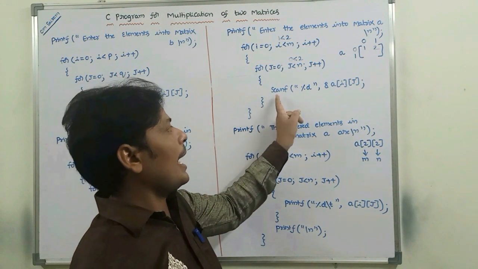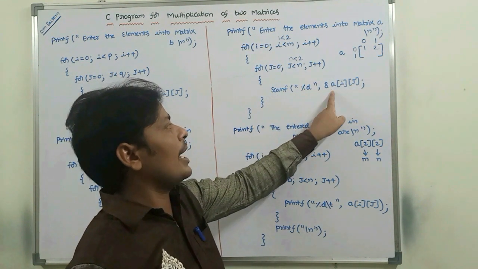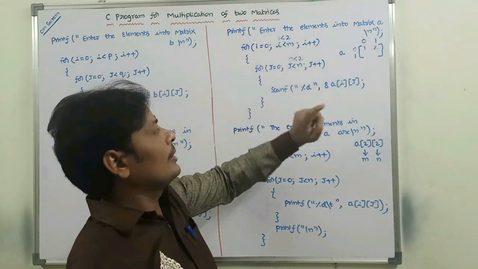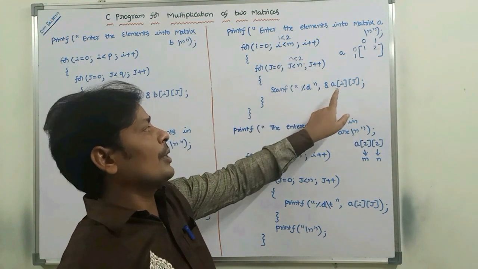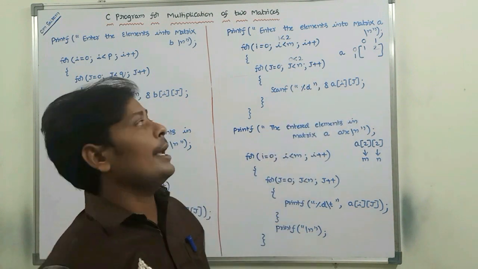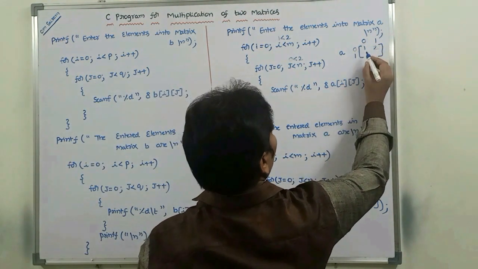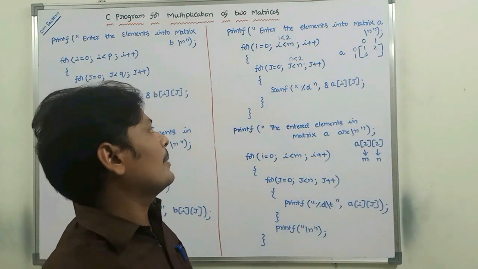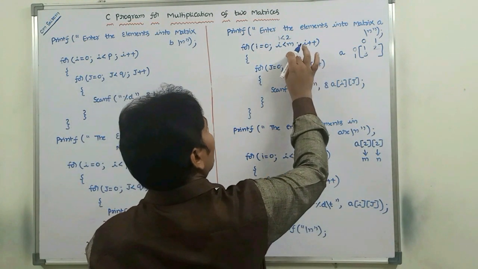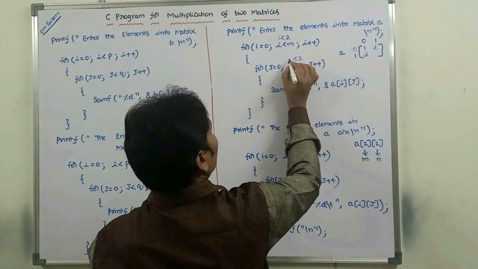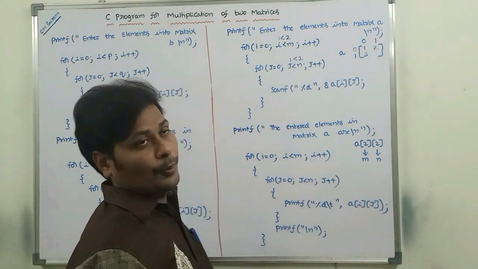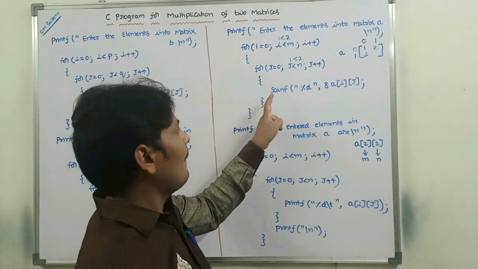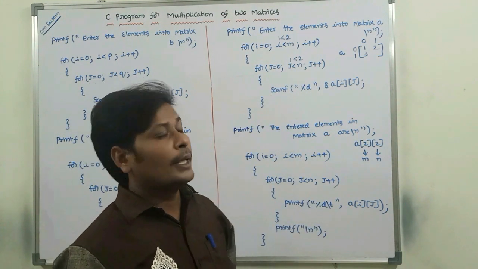So, scanf percentage D ampersand A of I value is 1, J value is 0. A of 1, 0 means this one. The element is read from the keyboard, that is 3. Next, J value is incremented. Now, J value is 1. Previously it is 0. 1 less than 2. Condition true. The control goes to the body of the inner for loop.